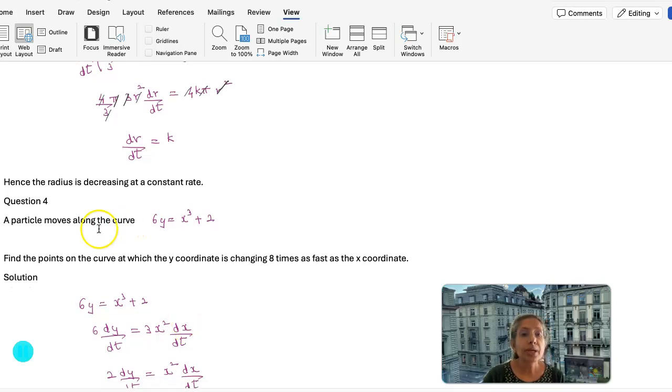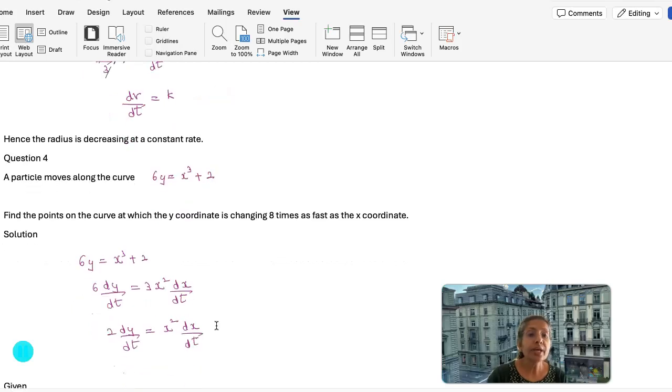Question 4. A particle moves along the curve 6y equals x cubed plus 2. Find the points on the curve at which the y coordinate is changing 8 times as fast as the x coordinate. Now 6y is x cubed plus 2, so differentiate with respect to t. 6 dy by dt is 3x squared dx by dt. Now, we have 3 cancels. 2 dy by dt is x squared dx by dt.